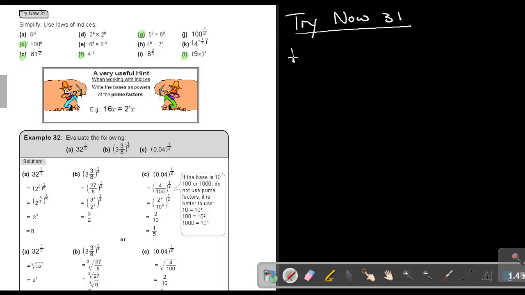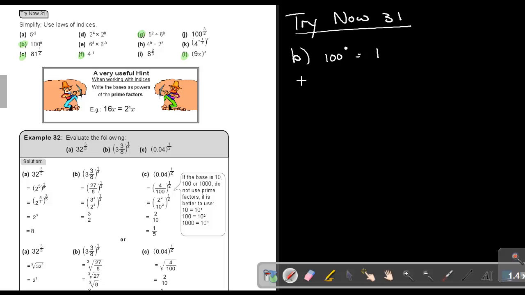Okay. Let's start with number B. Just get the position correct. Okay. So this was 100 to the power of 0. And anything to the power of 0 will always be equal to 1.